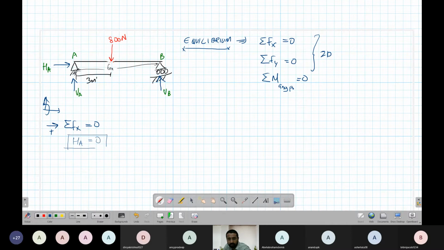So there is no horizontal reaction in the support, because for equilibrium, this support is giving only one force.